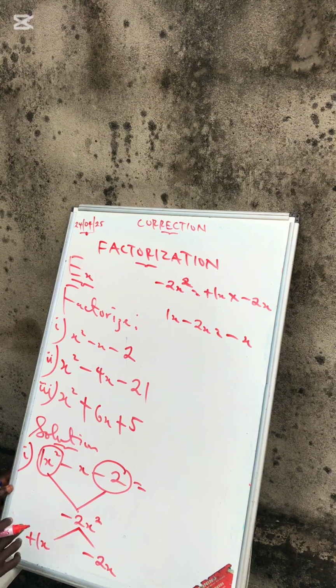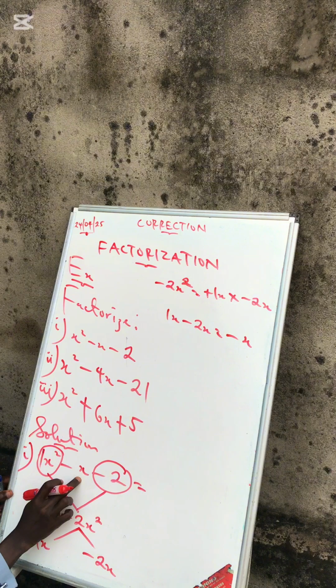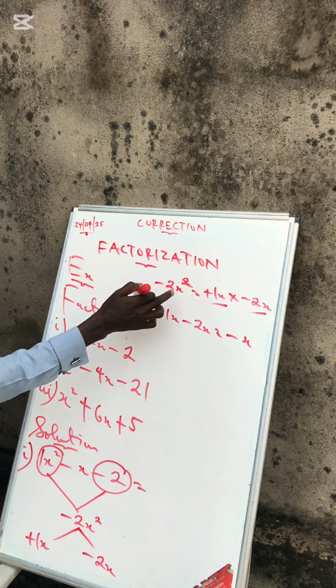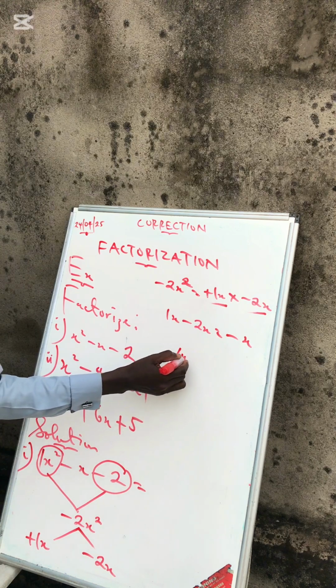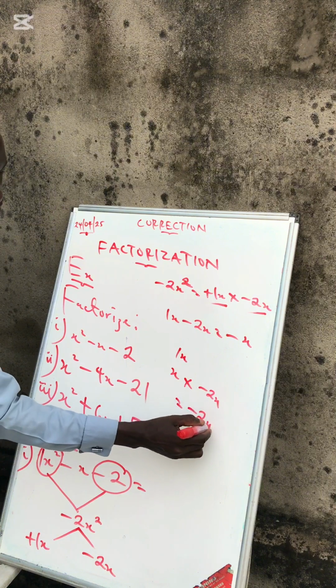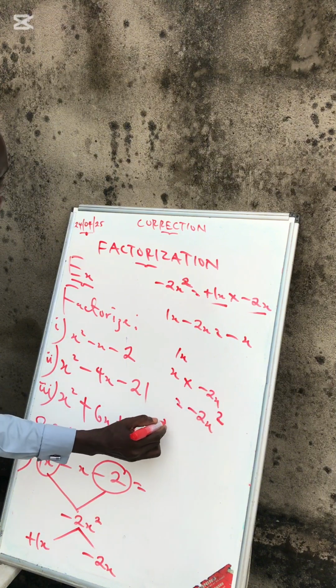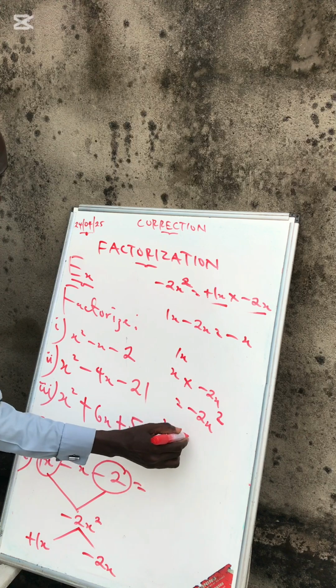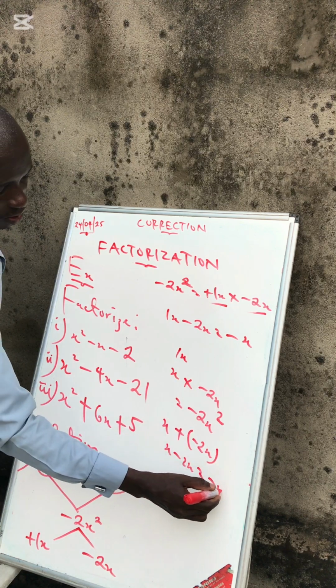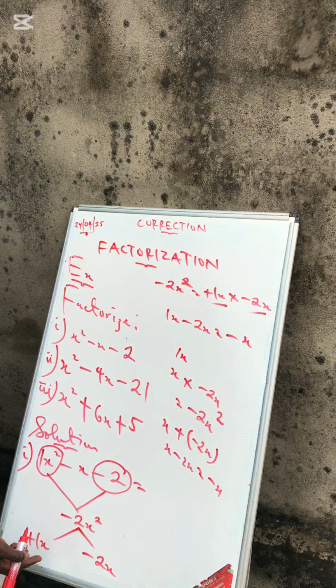When you multiply the constant by the first term, you will get minus 2x squared. You now think of two things that when you multiply together, you get this minus 2x squared, and when you add, you get minus x. What are those factors? 1x and minus 2x. 1x is the same as x, so you can just say x times minus 2x. That will give you minus 2x squared. And when you add x plus minus 2x, that's the same as x minus 2x, which is minus x. So those are the factors you need.